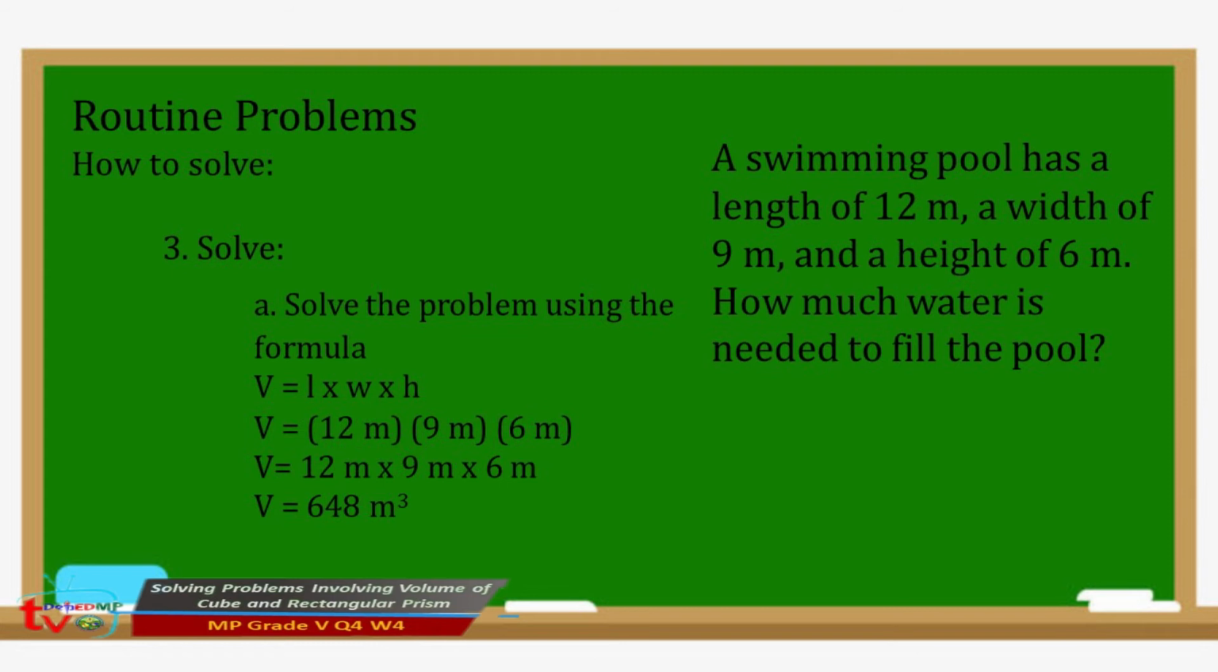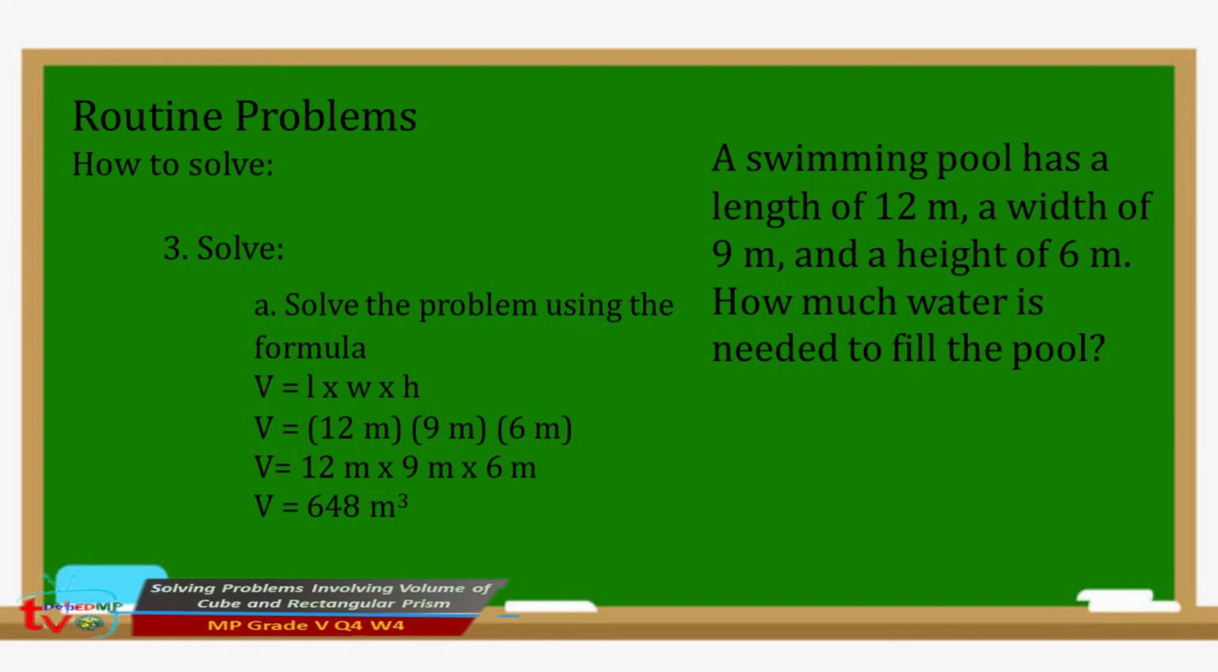So the next step, after formulating and after determining the operation to be used, we can now solve. Using the formula and the number sentence that we have formulated, let us solve the problem. The formula again is length times width times height, and the number sentence here is volume is equal to 12 meters times 9 meters times 6 meters. If we are going to compute that, we arrive at 648 cubic meters for its volume. So that is the final answer.